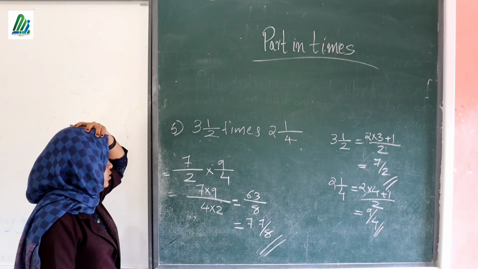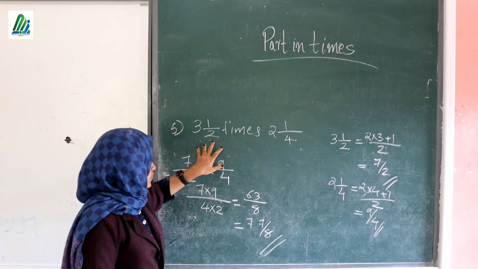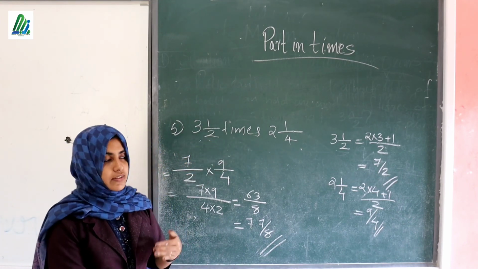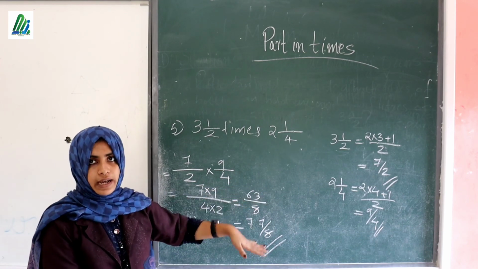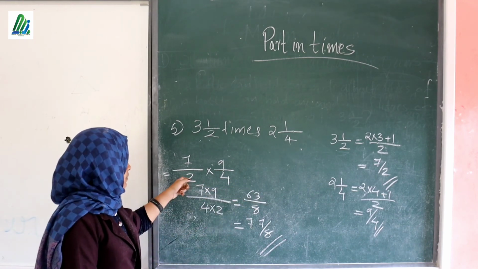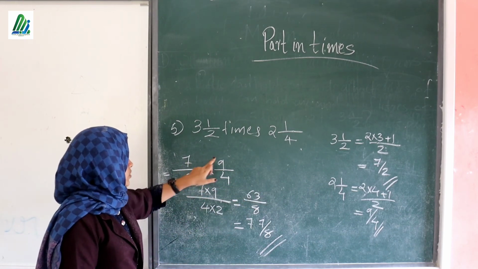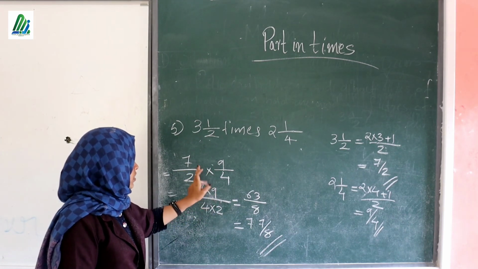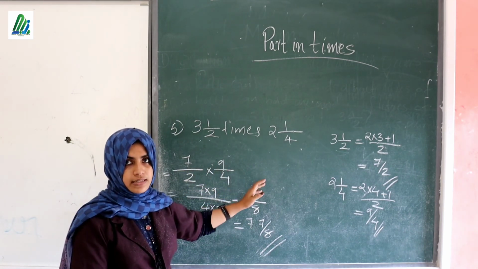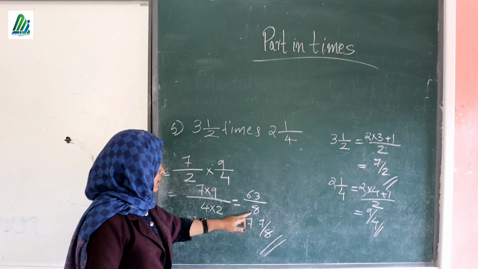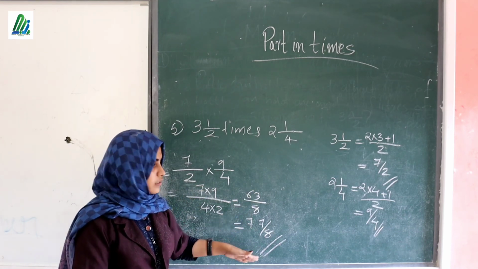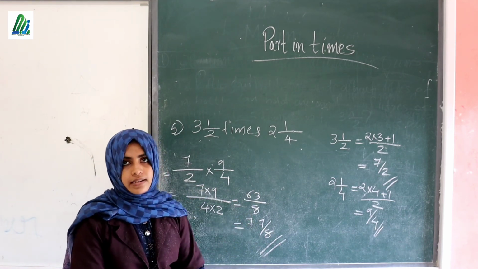Okay. So here there are two fractions and we just convert them into 7 by 2 and 9 by 4 and just multiply. 7 into 9 divided by 2 into 4. 7 into 9 means 63 and 2 into 4 means 8, 63 by 8. Then we get 7 7 by 8 as the answer.